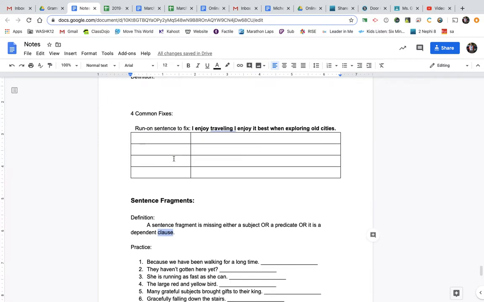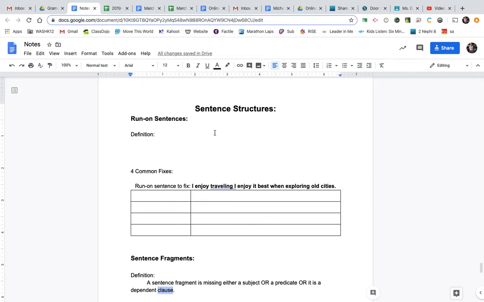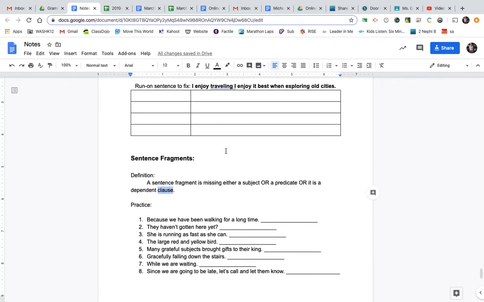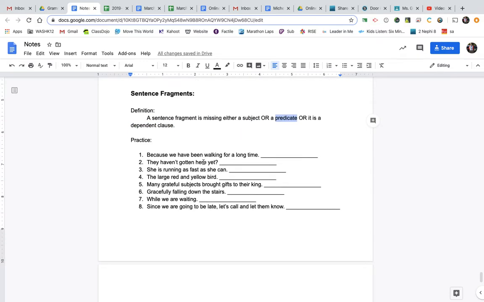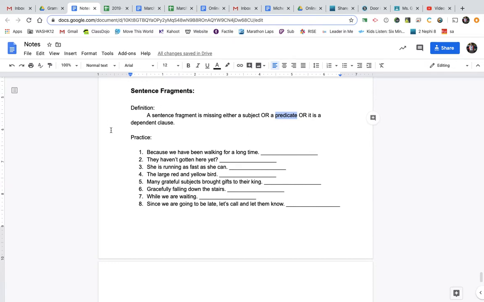And this is a refresher from up here, because a run-on sentence is when two independent clauses are put together incorrectly. This is the opposite. This is when we just have a dependent clause all by itself, or it's just a subject, or it's just a predicate. So to make sure we understand that definition, we're going to go through these 8 practice sentences together. And you can go ahead and fill them out in your journal as we go along.